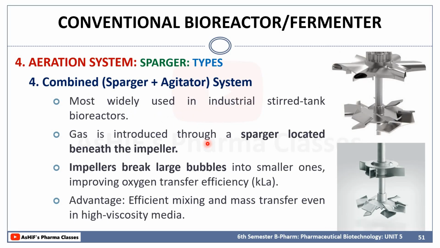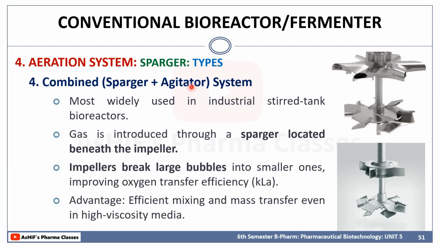Okay, now coming to the last one, that is the combined system, which means sparger with the agitator. This is an example of a sparger with agitator. There is a facility to provide aeration in the impeller itself, which is usually provided through the central shaft of the impeller. By providing air along with the agitator, it reduces the size of the bubbles formed during this process. The impeller will break the large bubbles into small ones, so that it improves the oxygen transfer efficiency.